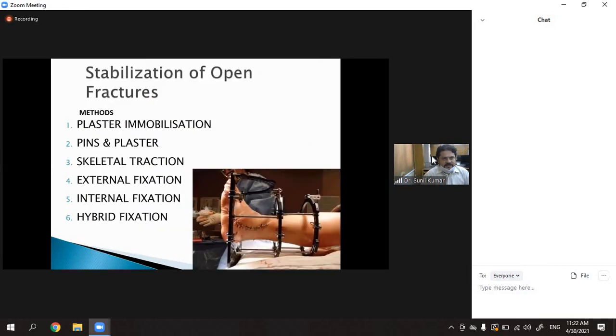Stabilization of the open fracture: plaster immobilization, pins and plaster, skeletal traction, external fixation, internal fixation, hybrid fixation. These are the different methods which can be applied for the stabilization of an open fracture after wound debridement. All these methods depend upon the degree of contamination in the wound and the soft tissue coverage. We have to choose one method of stabilization after debriding the wound. Thank you very much.